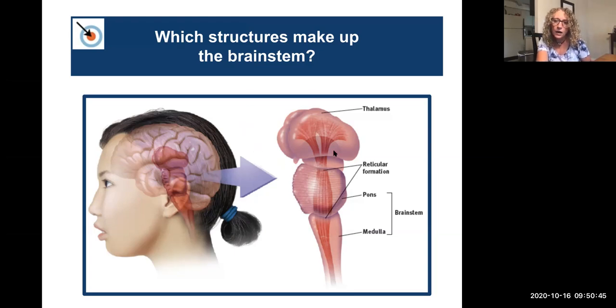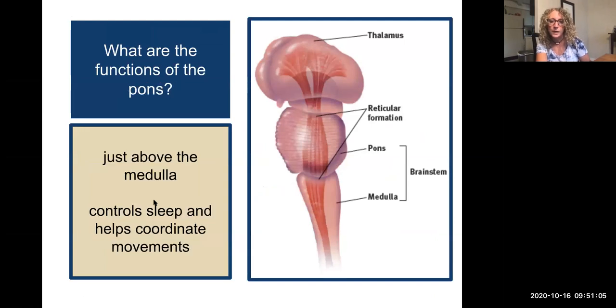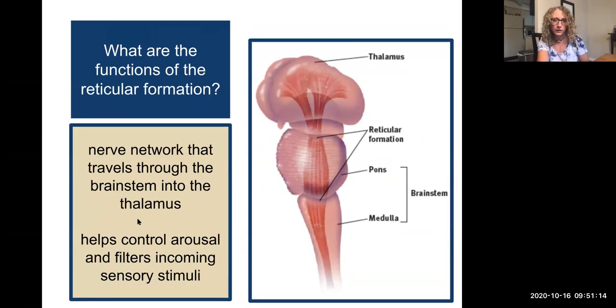So the thalamus is above it, and the thalamus is like a relay station. It sends messages from lower parts of the brain to higher parts of the brain, except for smell. All right, so the medulla is breathing and heartbeat. Just above the medulla is the pons, which has to do with coordinated movements, and it's also involved with sleep. And then right above it you've got the reticular formation for arousal and incoming sensory information.